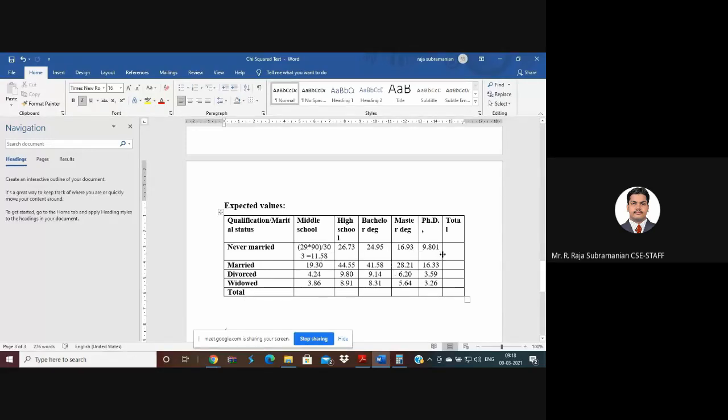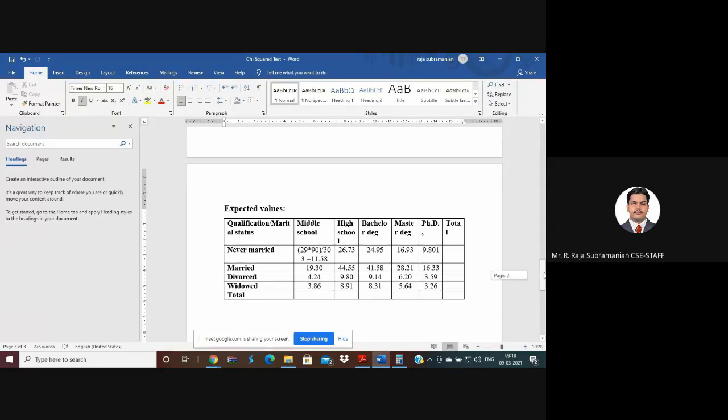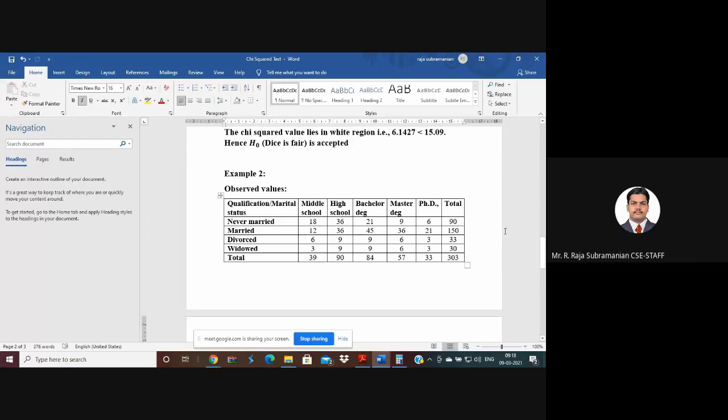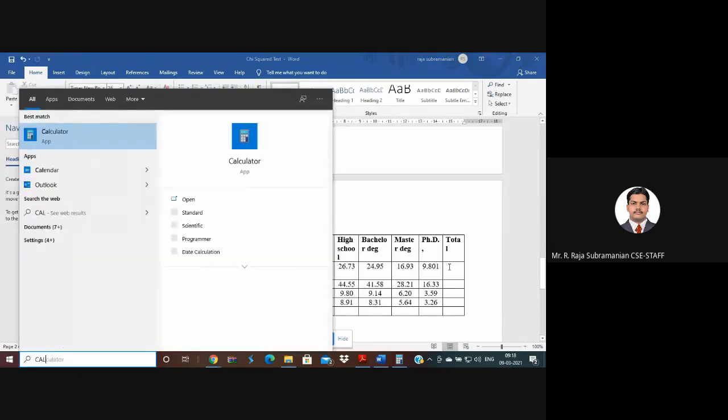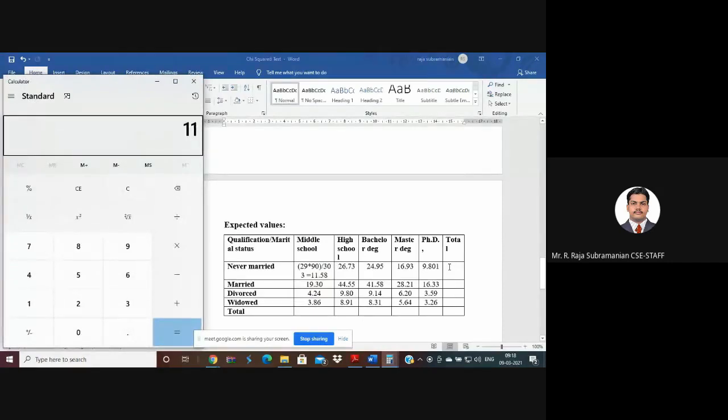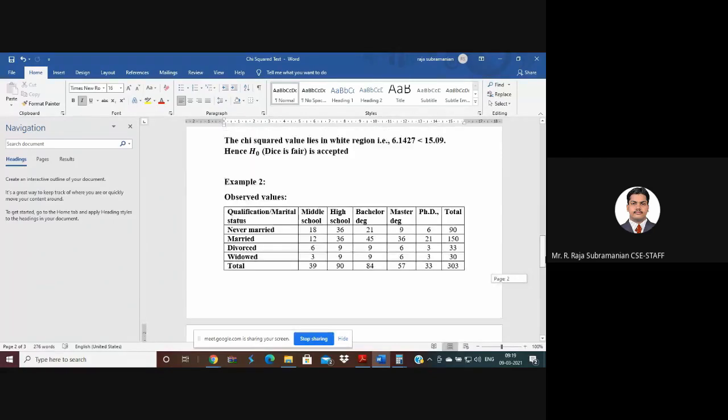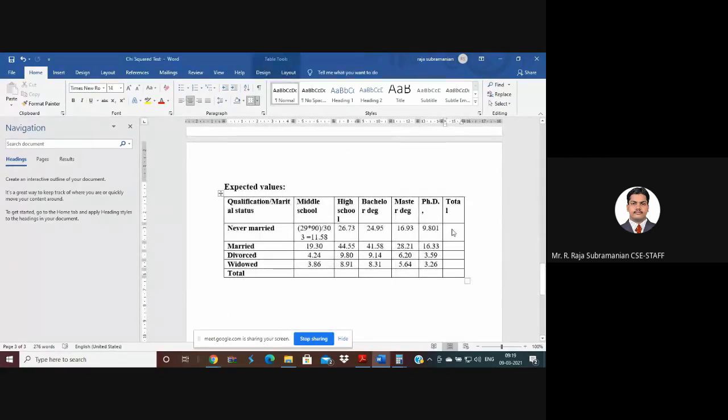The thing we need to verify is that if I add these all, I need to get the same values. Why? Because these are expected values, but the total frequency should not change. That is actually the case. So let me verify it. I'll open the calculator. 11.58 plus 26.73 plus 24.95 plus 16.93 plus 9.801. We get 89.99, and if you see in the observed values, it is actually 90.